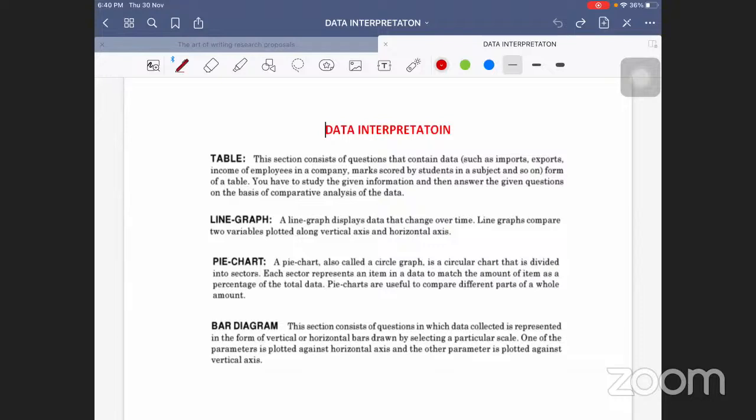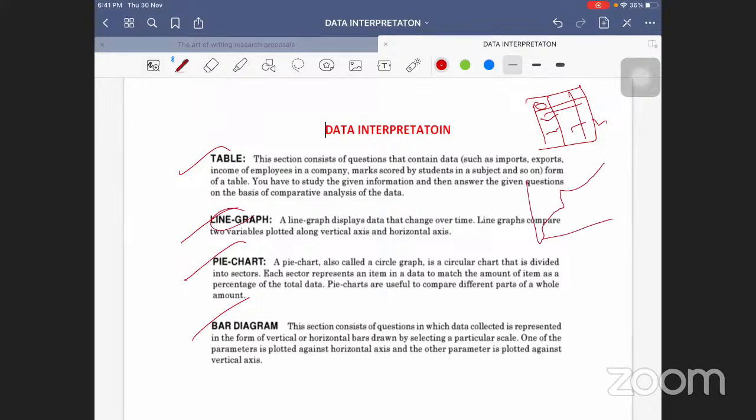Basically, there are 4 types of questions they will ask: table chart, line graph, pie chart, or bar diagram. Table chart means they give one table with some data, and from this data they ask questions. On a line graph, they give line graph data and from the data ask some questions. A pie chart is round in shape, and from this round shape they ask questions. A bar diagram is based on a graph using bars. Mostly they ask this kind of data format in this examination.